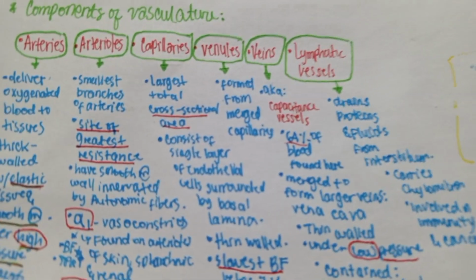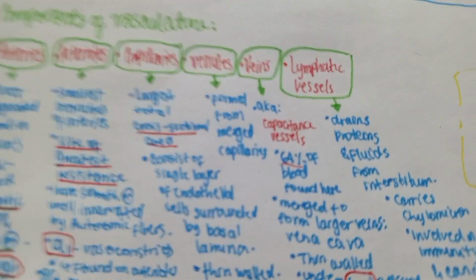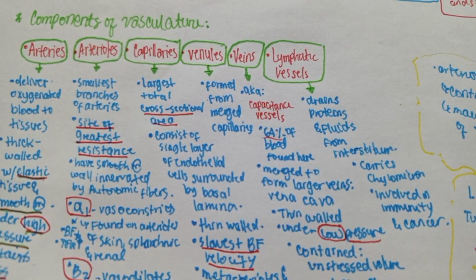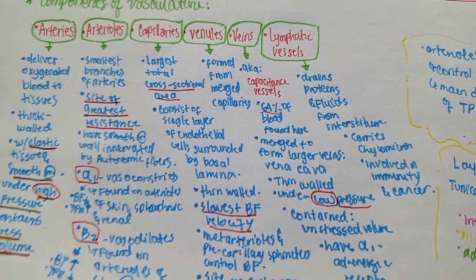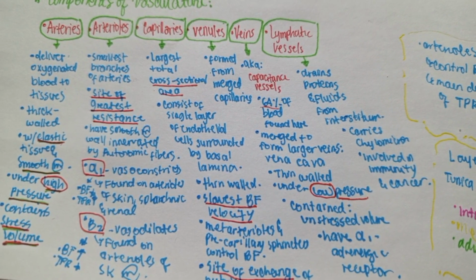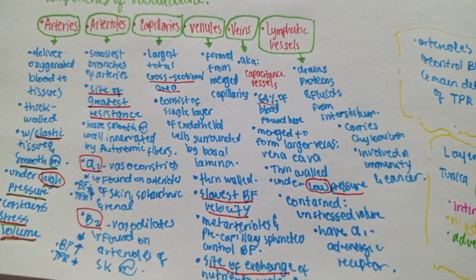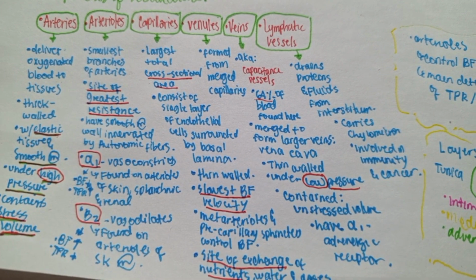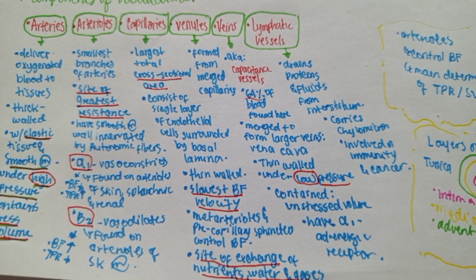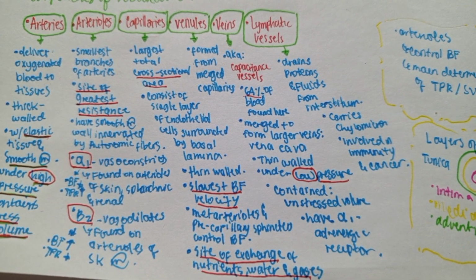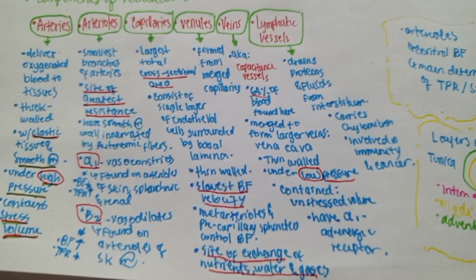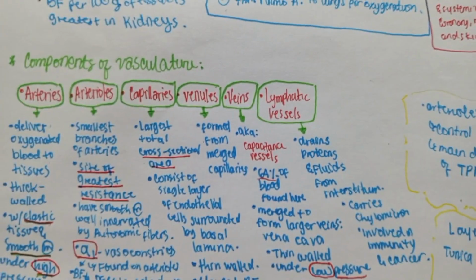This has the largest total cross-sectional area, and it consists of a single layer of endothelial cells surrounded by basal lamina. It is thin-walled, unlike the arteries, which are thick-walled, and this has the slowest blood flow velocity. So the capillary has the slowest blood flow velocity, and the metarterioles and precapillary sphincters control the blood flow. And this is the site for exchange of nutrients, water, and gases. So that's the capillaries. Next we have the venules.